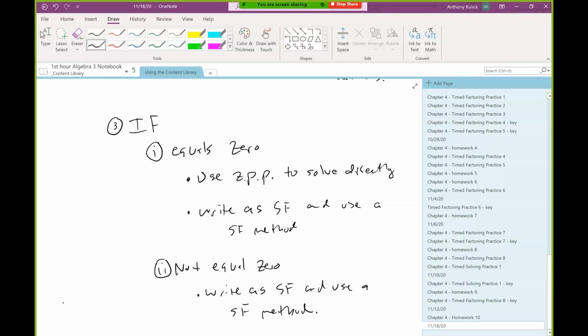They're nowhere near as time-consuming and in depth as the simplifying and solving skills have been. So it won't be that much longer in this chapter, but we still do have 2 more skills to talk about. Okay.